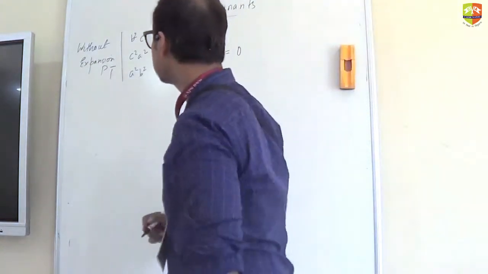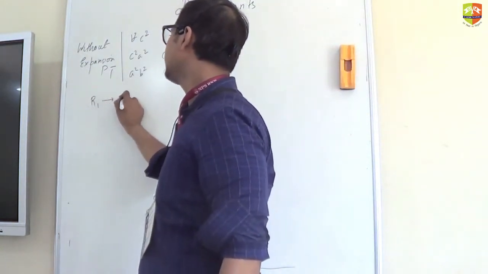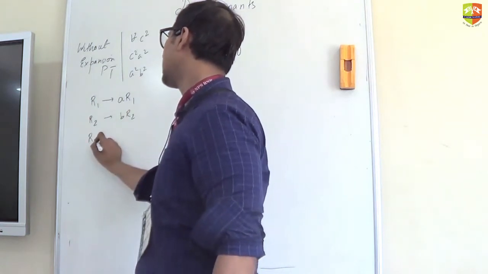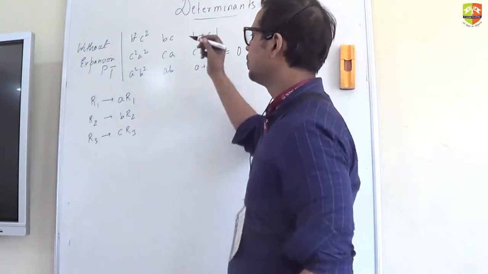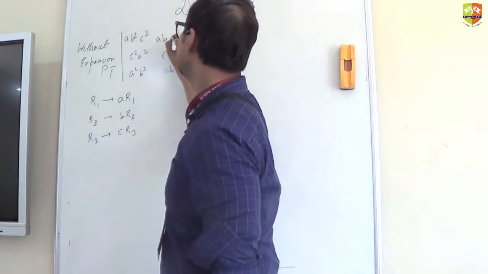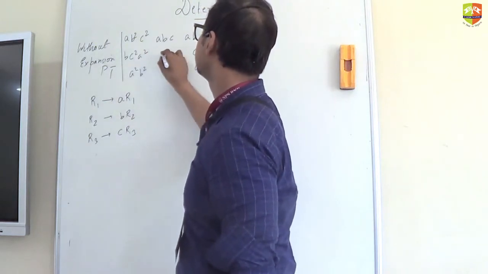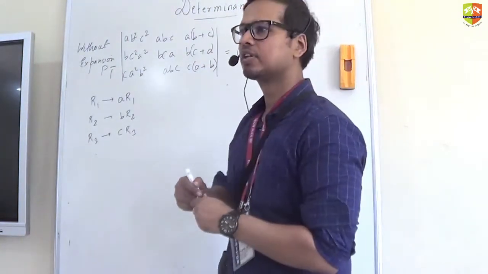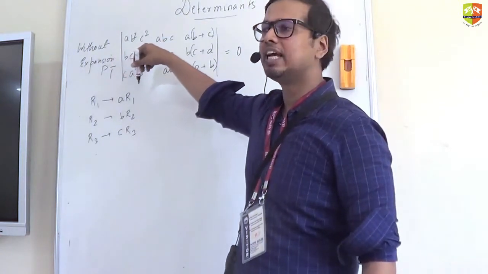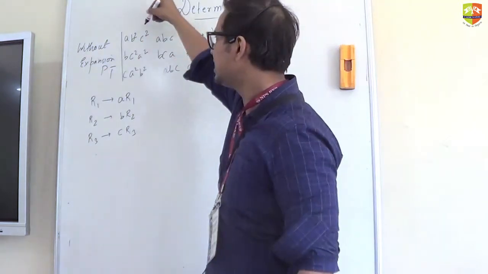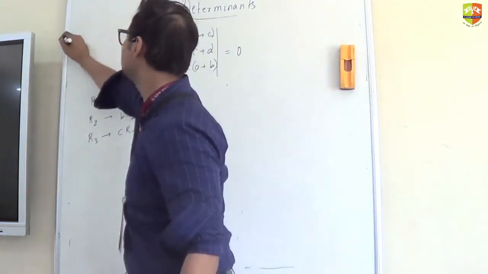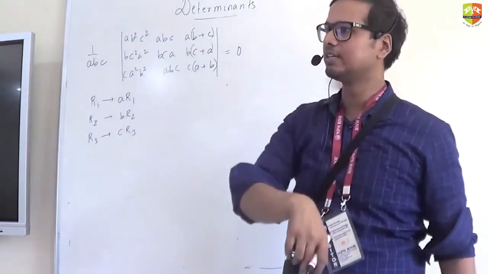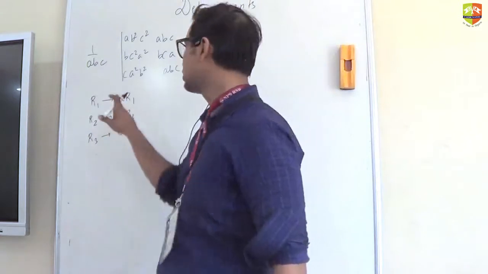See here, the approach is to multiply row R1 with A, multiply row R2 with B, multiply row R3 with C. When you multiply this entire row with A, it becomes A, B, B, B. Very important thing: when you're doing this, you have to have one by ABC outside. You cannot multiply any row with A without dividing outside with A also. So don't just multiply and forget about it. You have to divide.